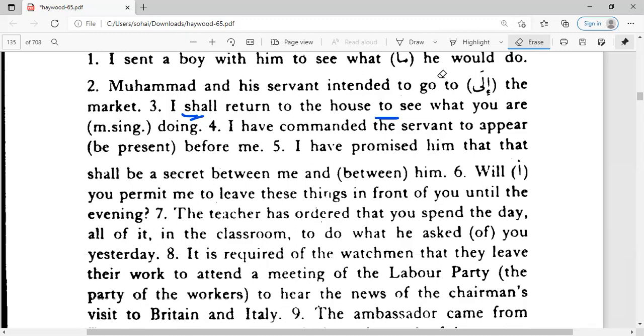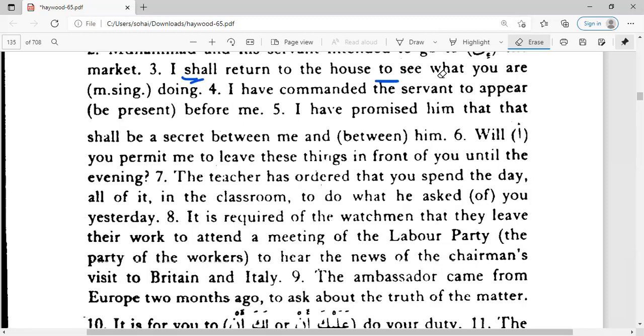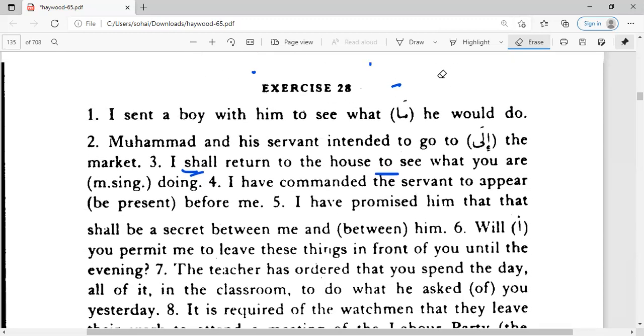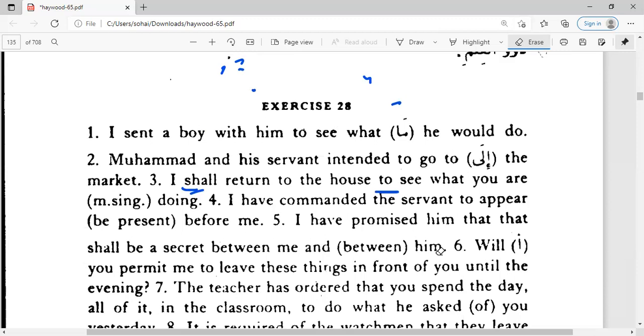I promised you that they shall. Number 6. Sudais. Okay, so let me see.